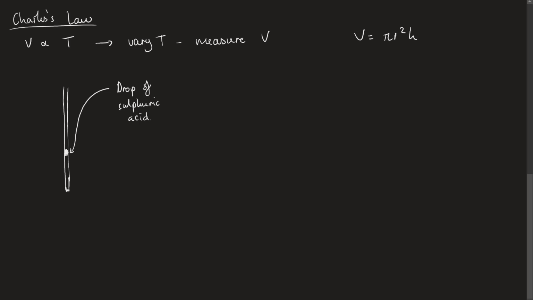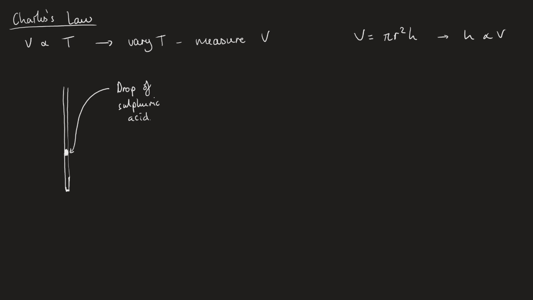And we know that the radius is going to be the same no matter what, right? Doesn't matter what temperature we change it by, unless we melt the glass, we're not going to change the radius of the circle, which means that if we just measure the height, that will be proportional to the volume, and it will still mean that we can prove this relationship.